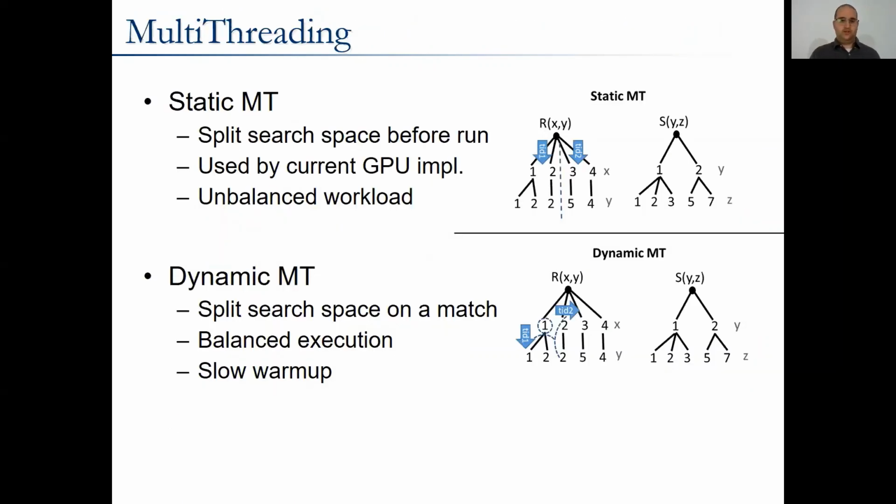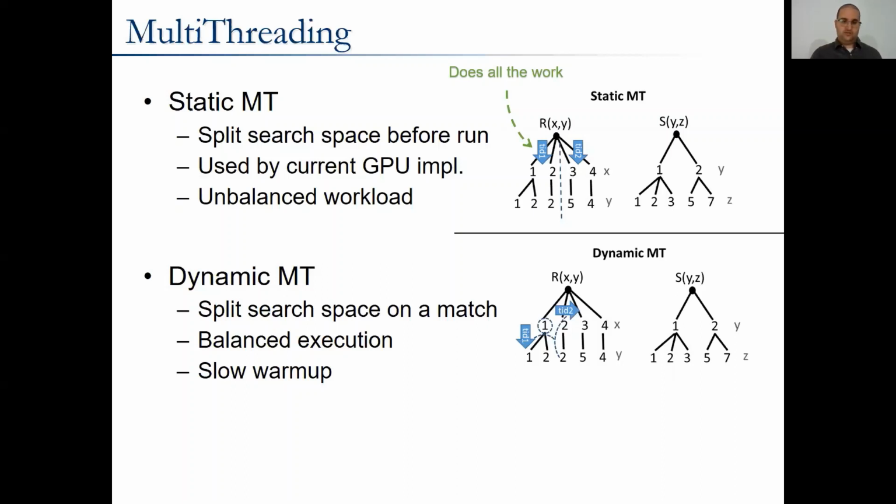For multithreading, we have two schemes. The first is static multithreading, where we split the search space before the run on the first join variable. This scheme is used by a current GPU implementation of Leapfrog try join. The problem is that it creates an unbalanced workload. So for example, thread 1 does all the work in this case.